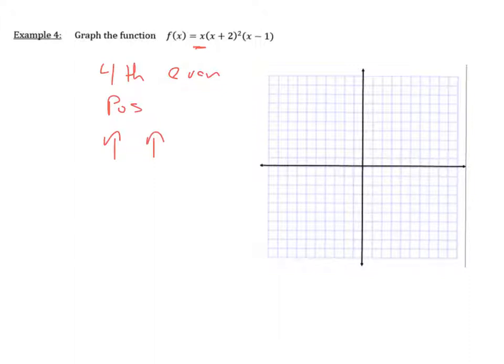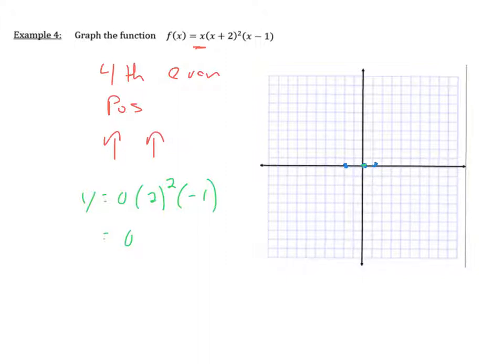I have a root at 0 for the x. I have a double root at -2 for x plus 2 squared. So I'm going to have a bounce there. And I have a root at 1, which is right there. And my y-intercept, I'm going to plug in 0 for x, so I have y equals 0 times 0 plus 2 squared times 0 minus 1, which is -1, but it doesn't matter here. I have 0 times 4 times -1, which is 0, so my y-intercept is also at 0.